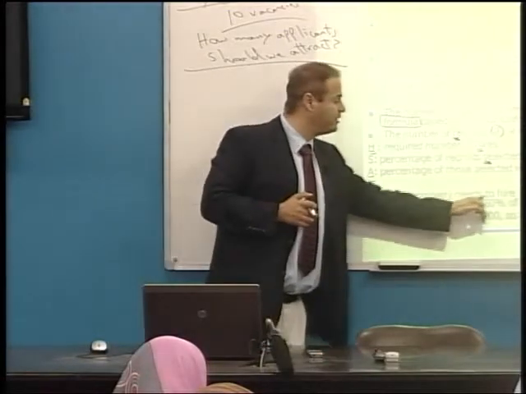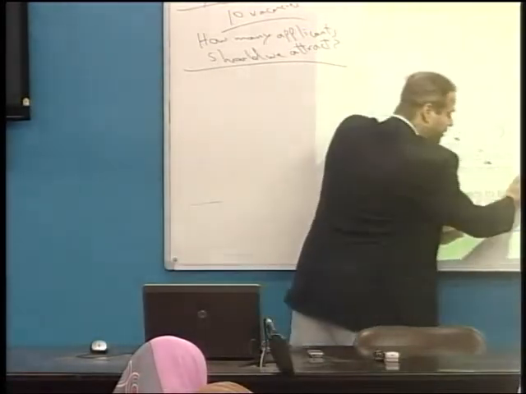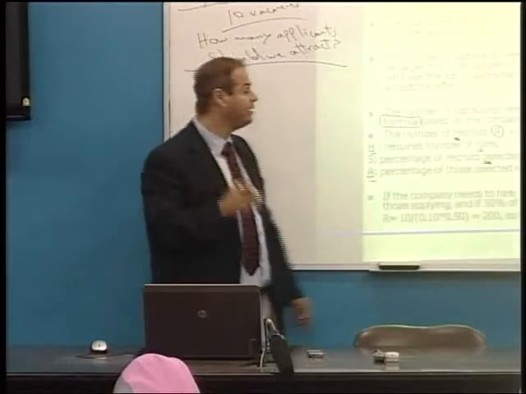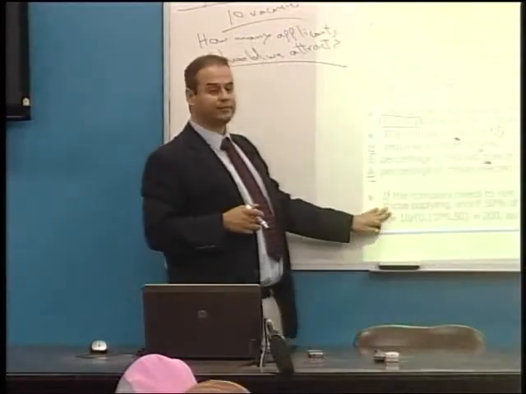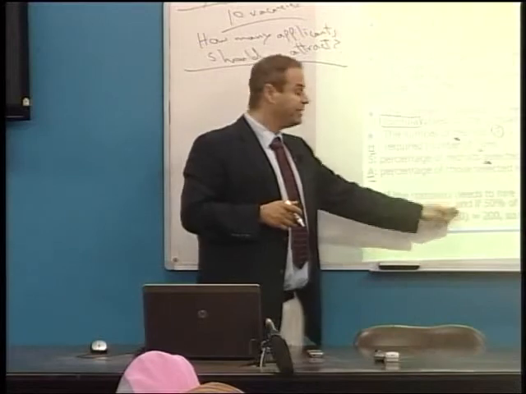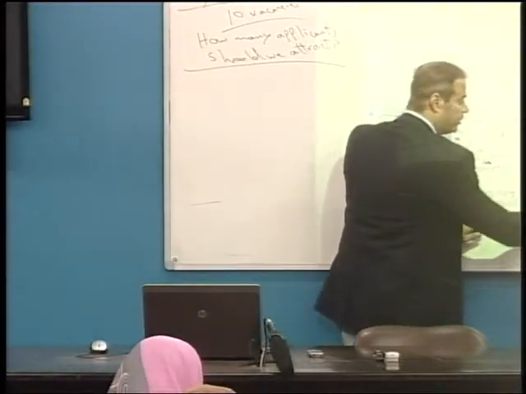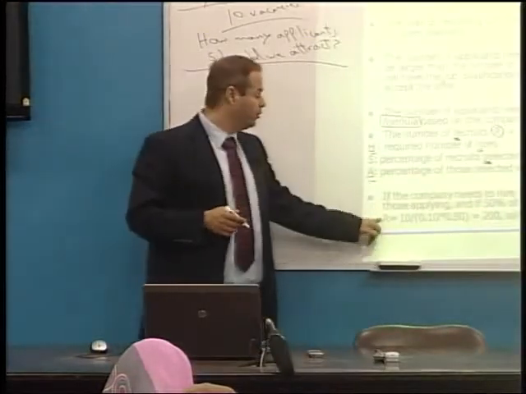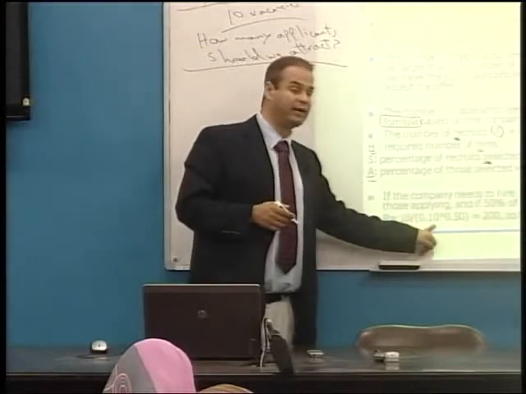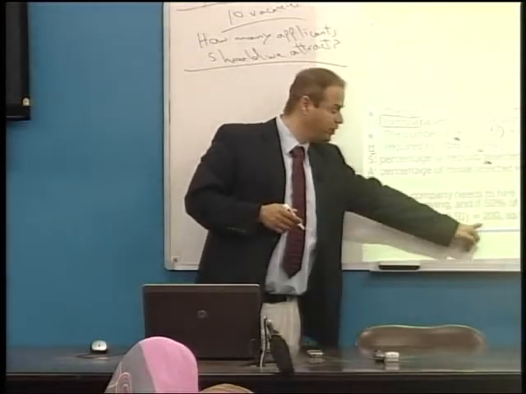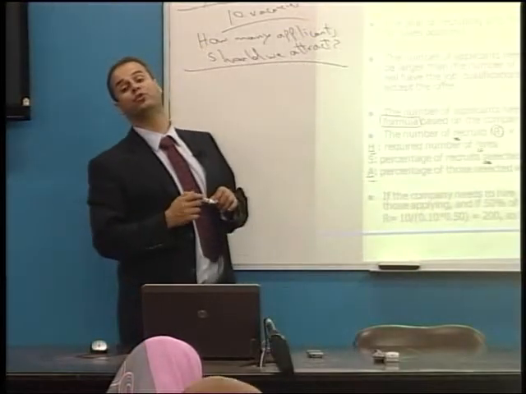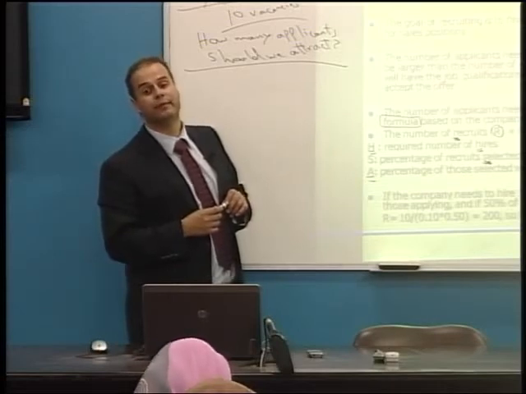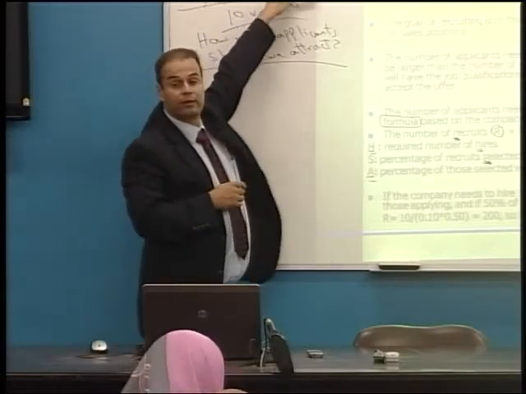Imagine the company needs to hire 10 people, meaning 10 vacancies, which is H. Then it expects to select 10% of those applying, and 50% of those offered the job accept. Plug into the formula: 10 divided by 10% multiplied by 50% equals 200 applications we should attract before we begin the recruitment process. Because of this, we said 200 is correct.